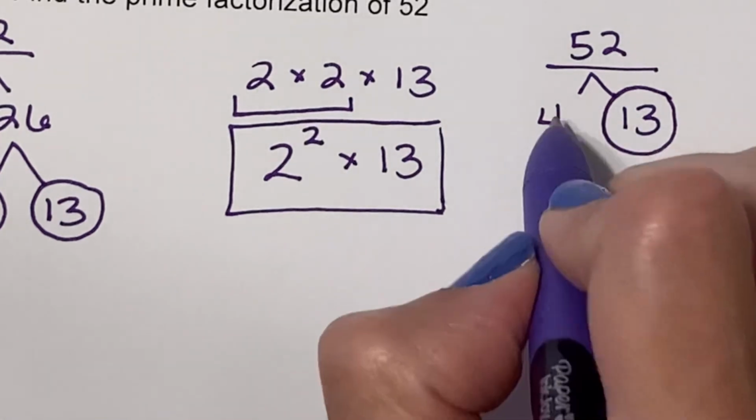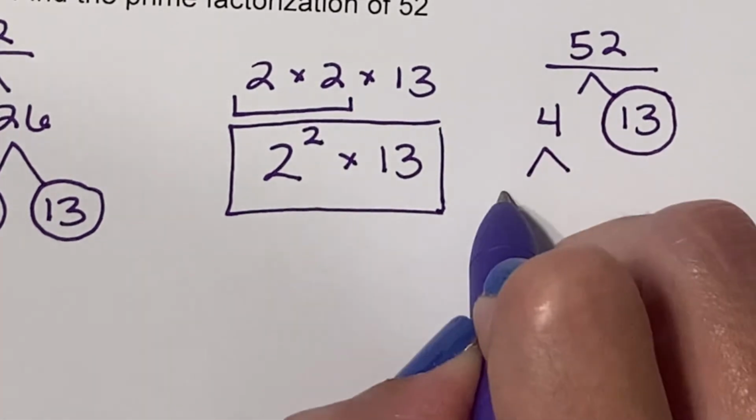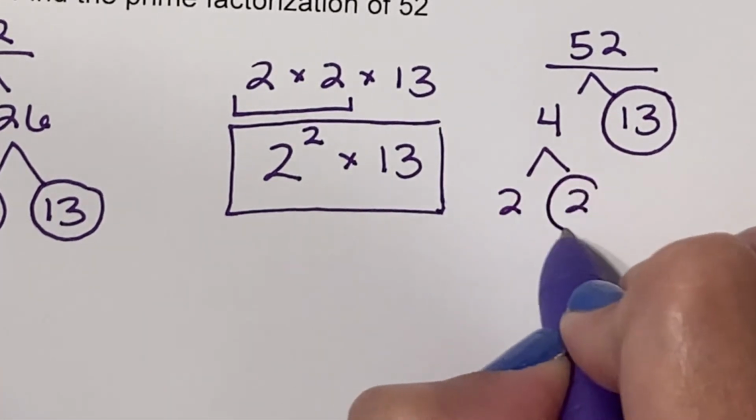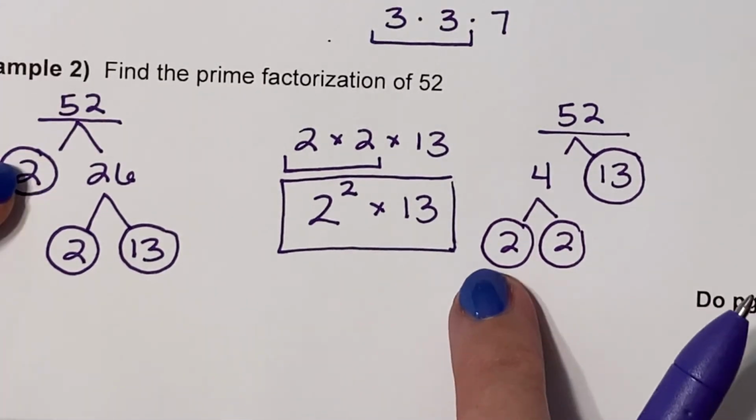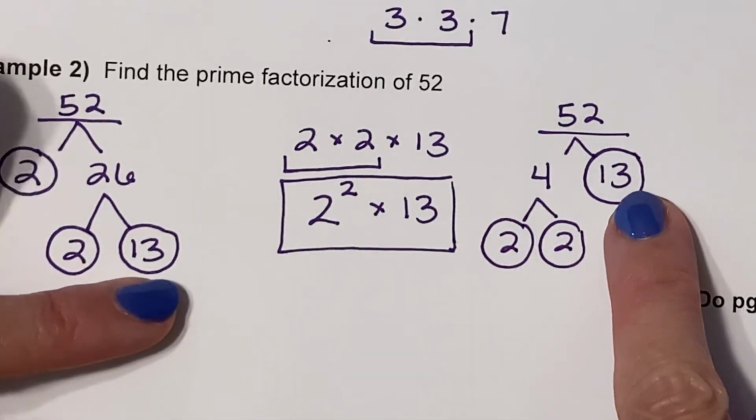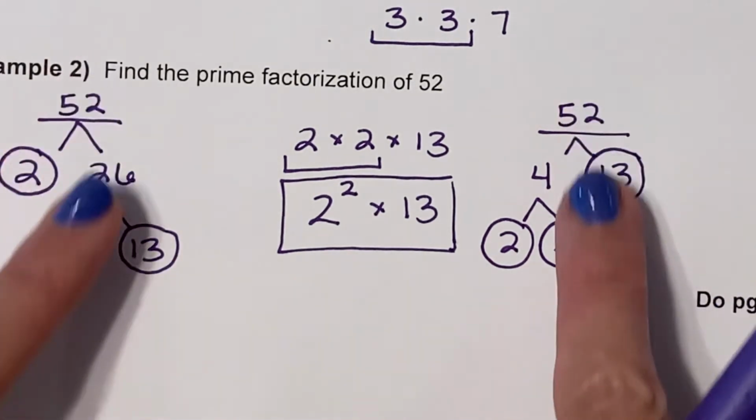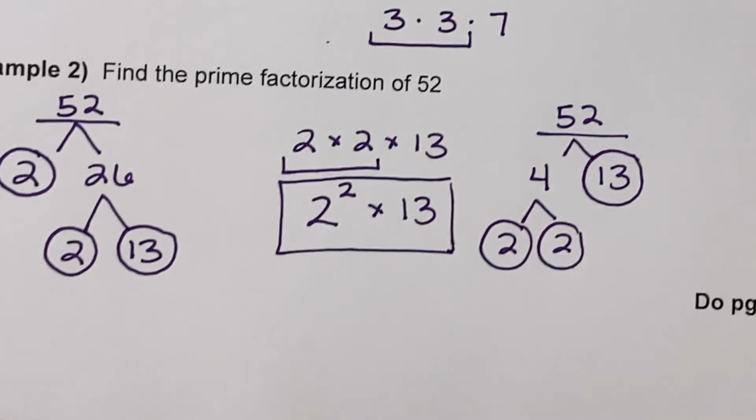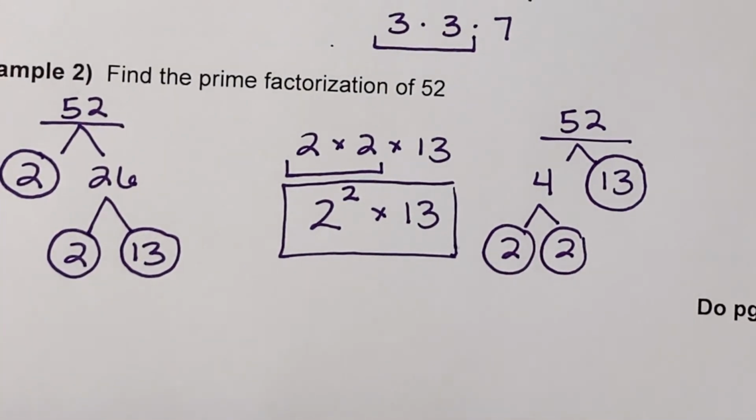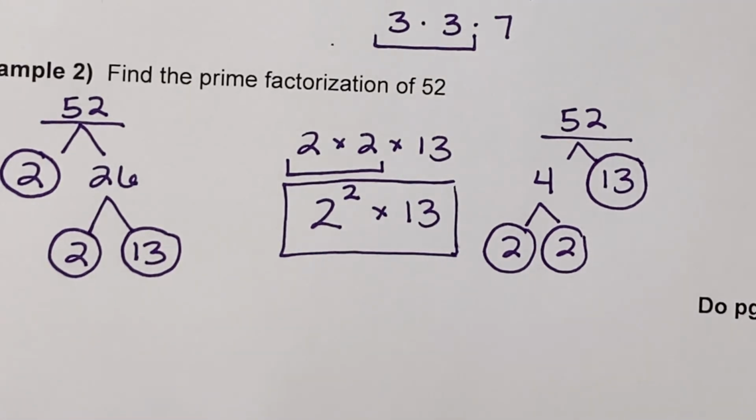That branch is done. I take 4 and then I'm going to break it down again into 2 and 2. Those are both prime. And wait a minute, 2, 2, and 13. So you see both are different factor trees, but you end up with the same prime factorization no matter what factor tree you use. So go ahead and practice doing a couple of prime factorization trees.